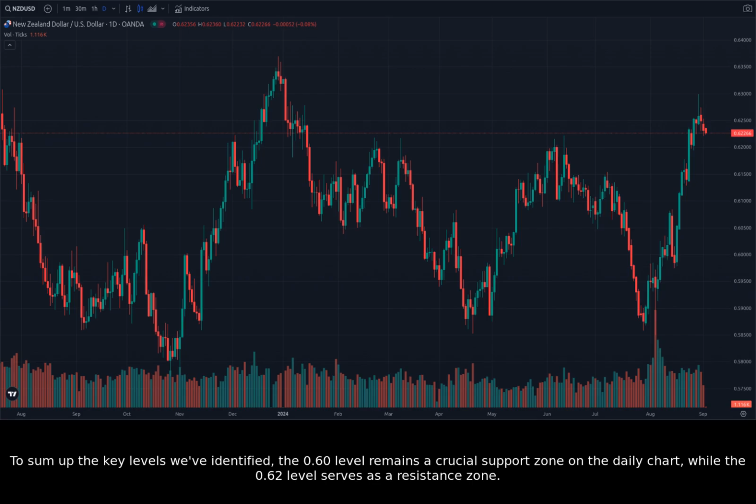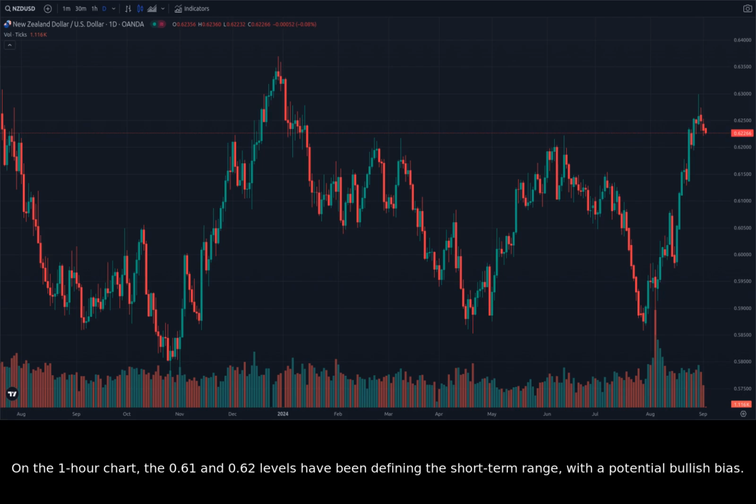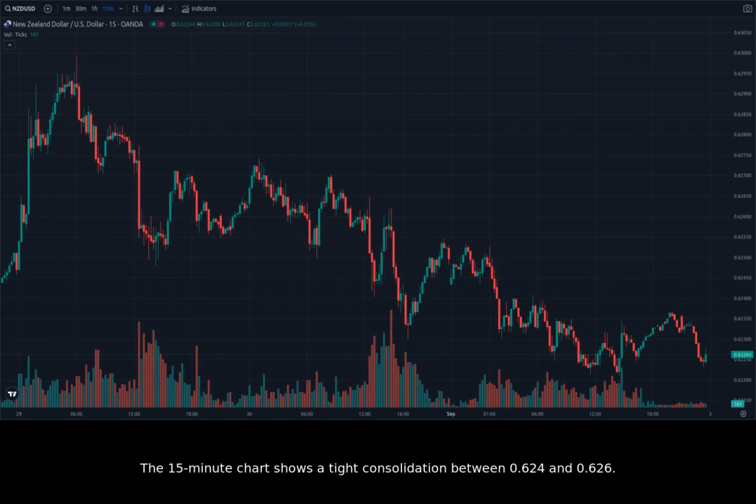To sum up the key levels we've identified, the 0.60 level remains a crucial support zone on the daily chart, while the 0.62 level serves as a resistance zone. On the 1-hour chart, the 0.61 and 0.62 levels have been defining the short-term range, with a potential bullish bias. The 15-minute chart shows a tight consolidation between 0.624 and 0.626.